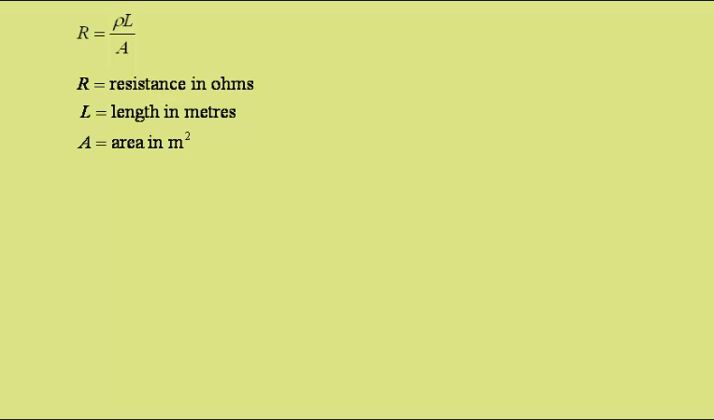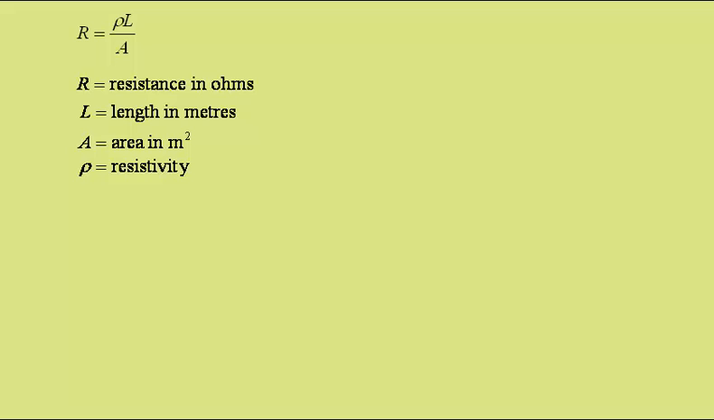Combining those findings gives us this equation. R is equal to rho L over A, where R is the resistance of the object in ohms, L is the length of the object in meters, A is the cross-sectional area of the object in square meters, and rho is the resistivity.